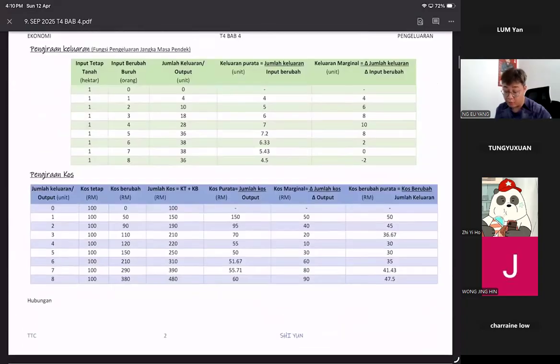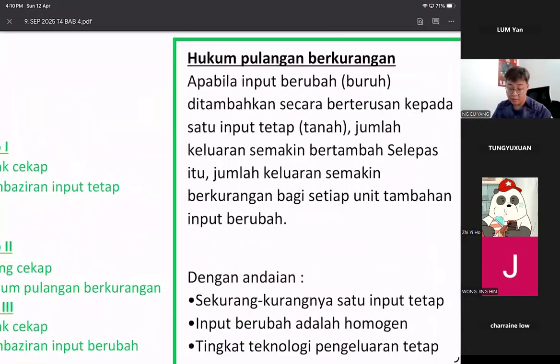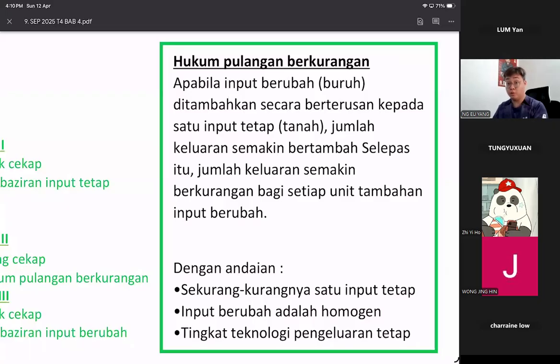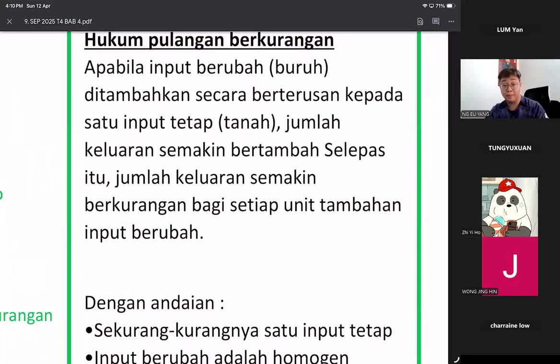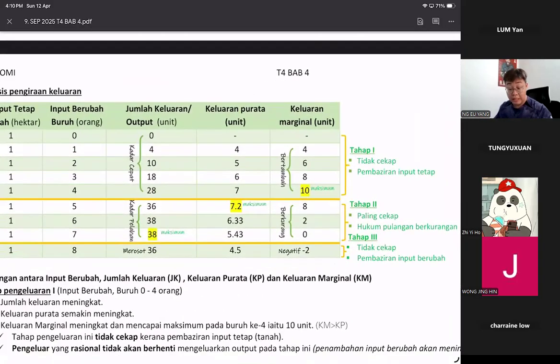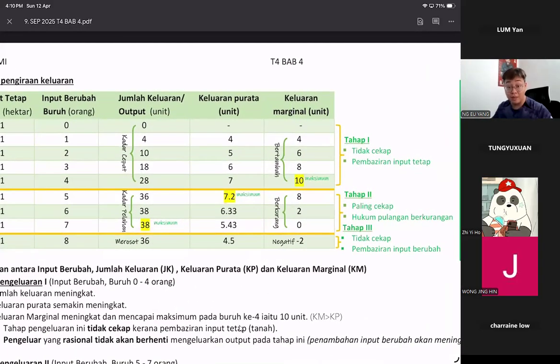Okay, try to highlight the keywords. Try to find hukum pulangan kekurangan. So guys, read carefully. When the input berubah keeps increasing, and then using your input tetap for the tanah. So guys, look at the keyword: jumlah keluaran semakin bertambah. The total output keeps increasing. Pas selepas jumlah keluaran semakin berkurangan, for every constant of input berubah. So I try to use this page to teach you guys. Where's the annotate? Oh, I couldn't have the annotate in this breakout room. Okay, so guys, try to read that.